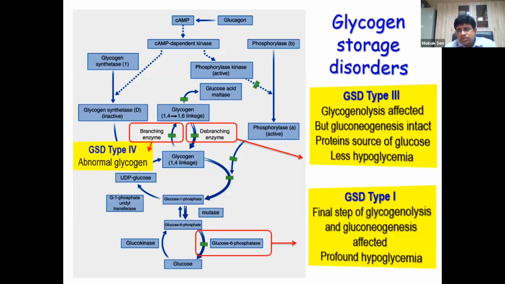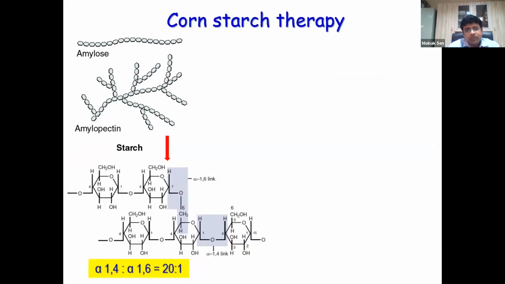If you look at glycogen storage disorders, the main ones that we see in a liver setup are type 1, 3, 4, 6, 9, and 11. 1 and 3 are the most important ones. 6, 9, 11, 6 and 9 are very mild and hence it does not really matter. But we'll talk about 3 and 1. Cornstarch therapy is the main problem.